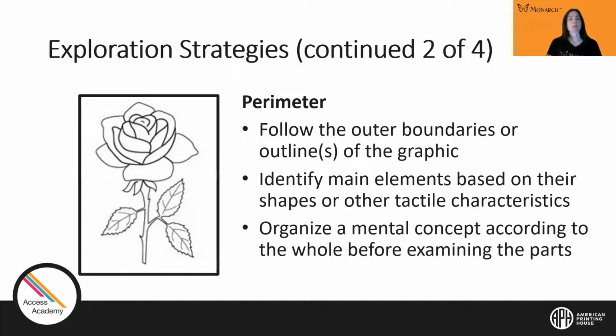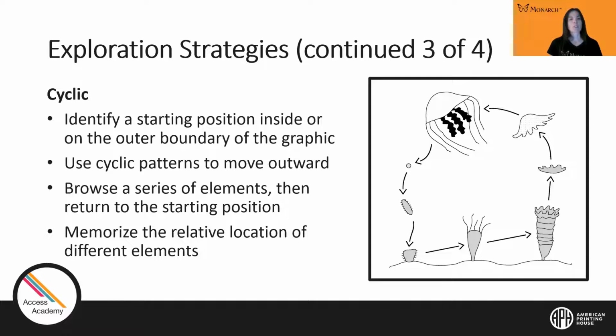Then there's the perimeter strategy. With this, you follow the outer boundaries or outlines of the graphic, and you are identifying main elements based on their shapes or other characteristics. It helps you to organize a mental concept according to the whole before you actually look at the parts of the graphic and get the details. Then there's the cyclic strategy. With this, you identify a starting position inside the graphic or on one of its outer boundaries. And then you use cyclic patterns to move outward. And you look through a series of elements, and then you return to the starting position.